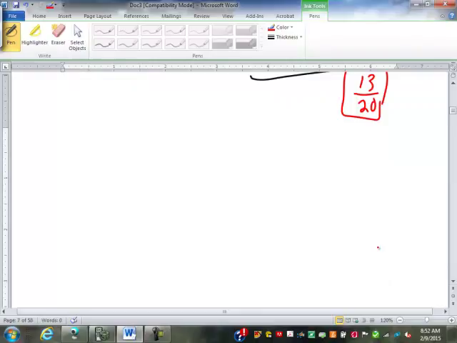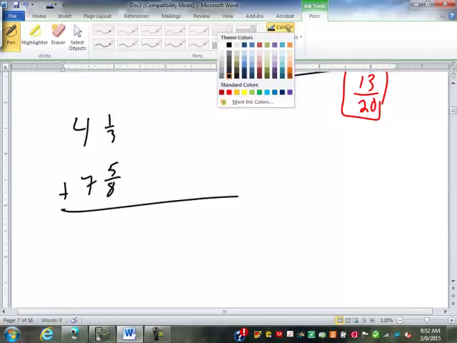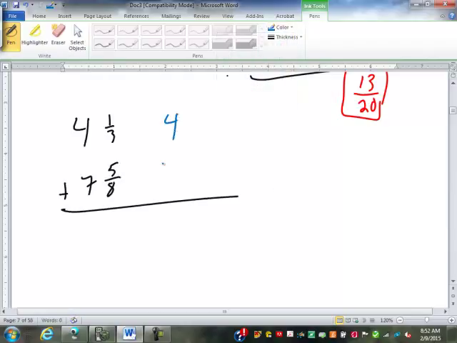So no, we're not going to waste a lot of time just adding simple fractions. We're going to go right into mixed numbers. So let's have like 4 and 1/3 plus 7 and 5/8. What are we going to have for a common denominator here? 24. Very good. Now I rewrite the whole numbers just so I don't lose them.